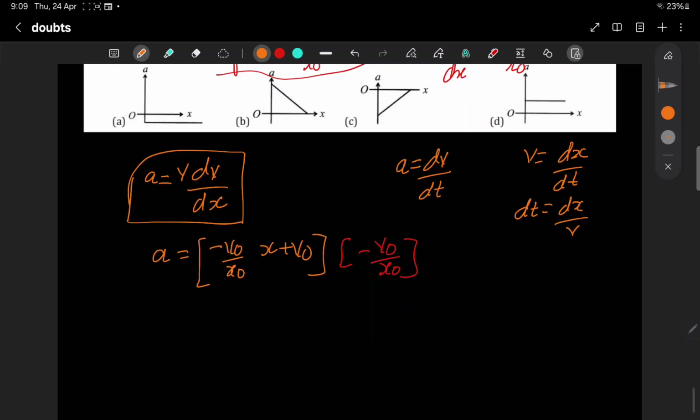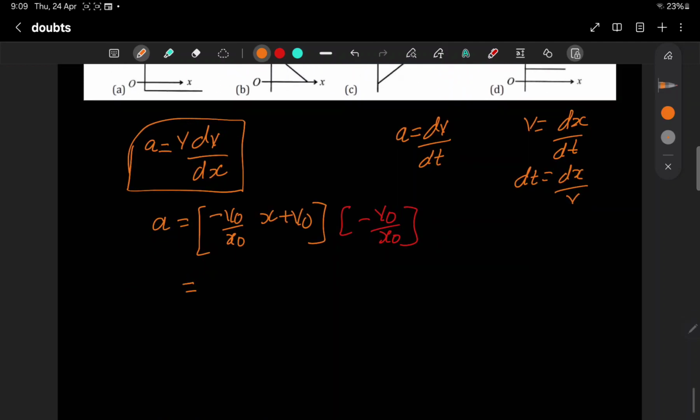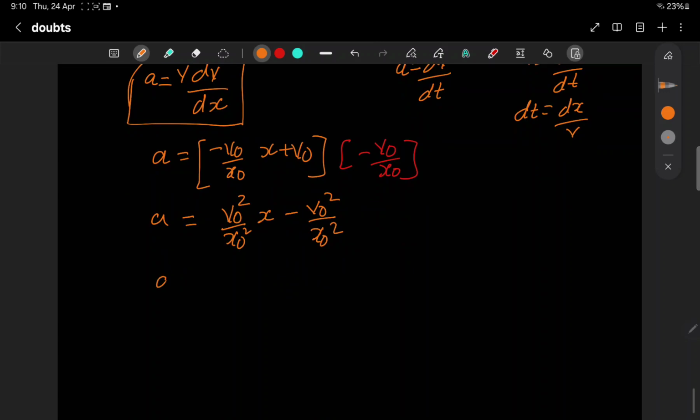Okay, so now the equation would be what? Here we are finding the relation between what and what? a and x. So bring the velocity in as it is. Minus into minus you will get plus. So v0 square by x0 square into x, plus here what will I get? Minus of v0 square by x0 square. So if you see, this acceleration is nothing but some constant which is mx plus c, where this constant is minus of v0 square by x0 square.